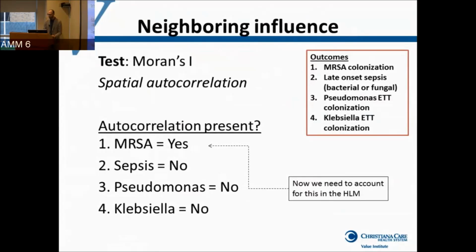And finally, for that last question of does a neighbor influence your risk? This is a test that uses something called spatial autocorrelation. It just defines your risk based on neighbors. And what we see for our 4 outcomes is that only MRSA appeared to be influenced by a neighbor having MRSA. The other outcomes did not appear to be influenced by the presence of a neighbor having these outcomes.